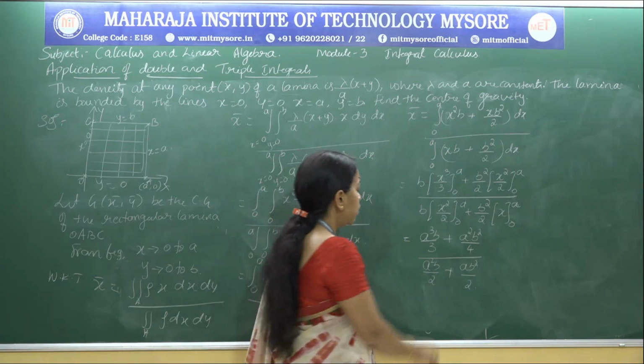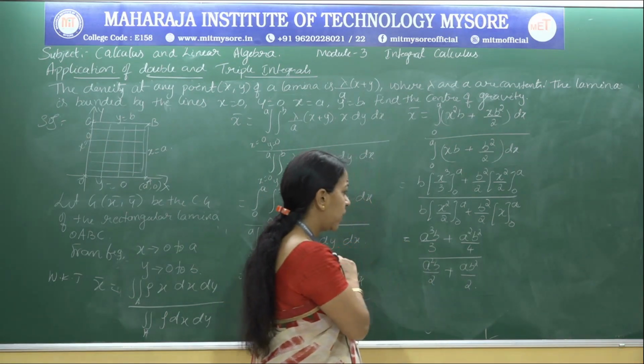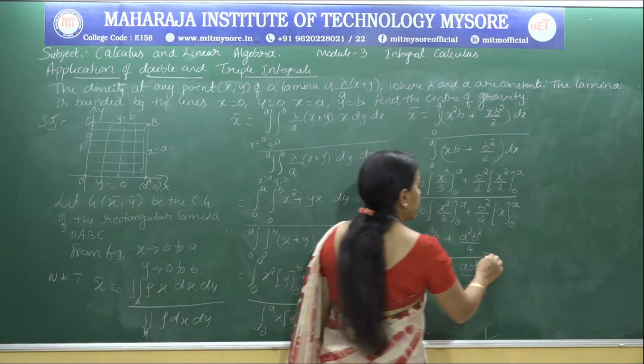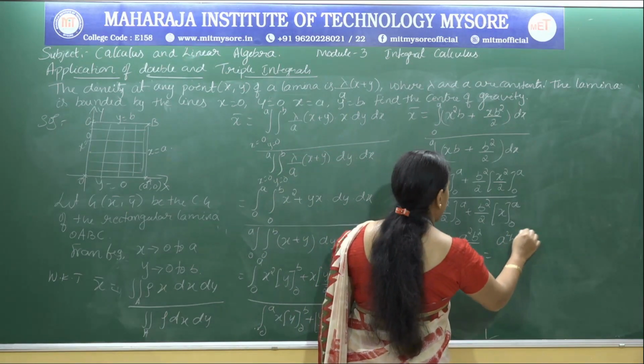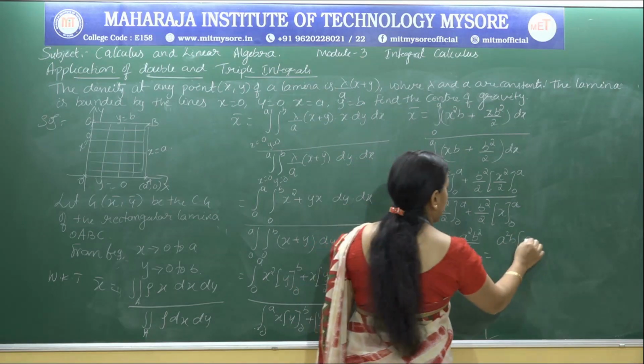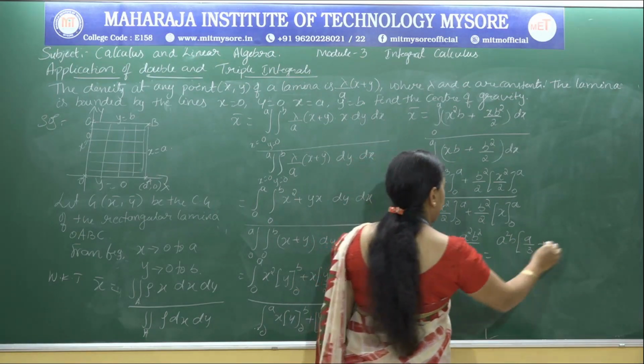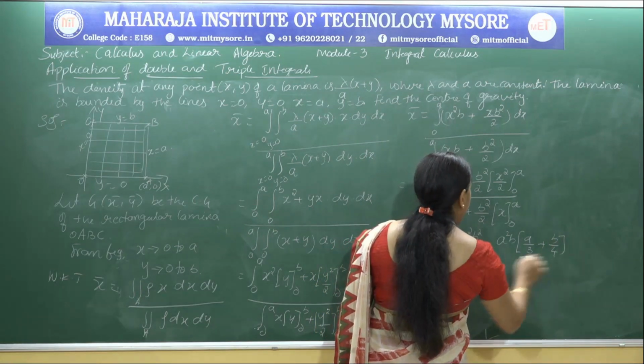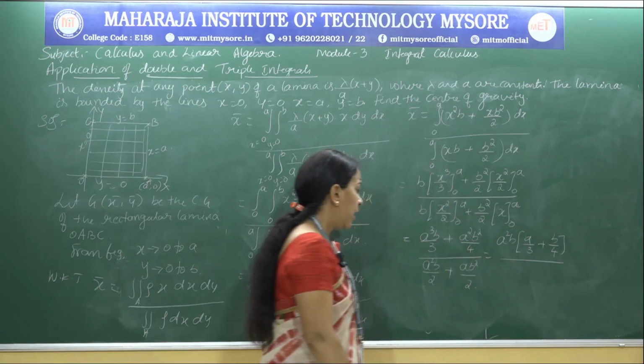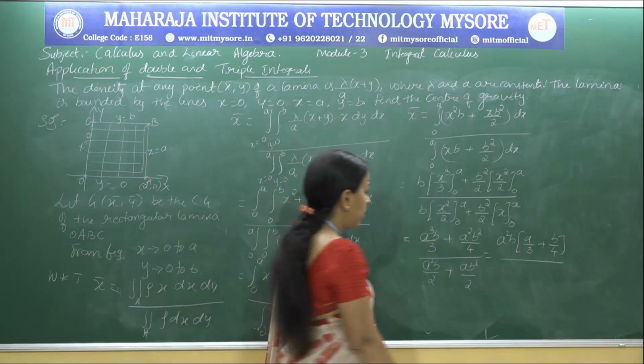Okay, now simplify this. In the numerator I can take out a square b common, so here we remain with a by 3 and here we remain with b by 4. In the denominator I can take out ab by 2 common.